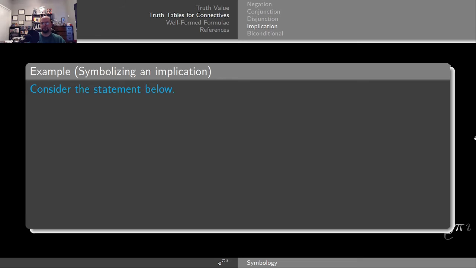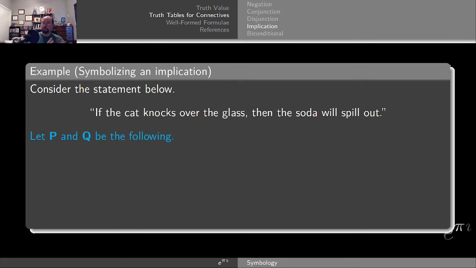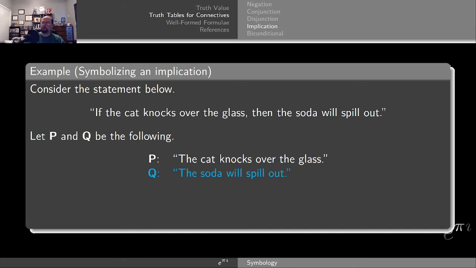Let's consider symbolizing an implication. Consider the statement below. If the cat knocks over the glass, then the soda will spill out. So as before, I'm going to split this up into two statements, P and Q, and then write down their implication. P will be the first statement, that is, the cat knocks over the glass. Q will be the second statement, the soda will spill out.